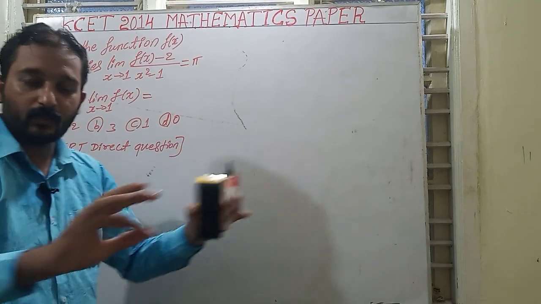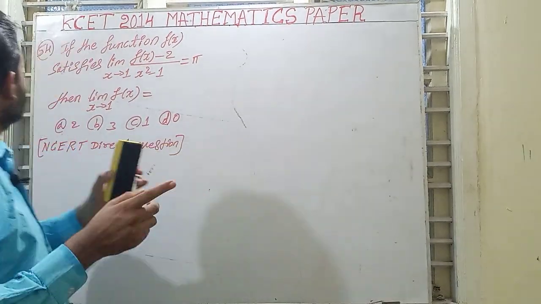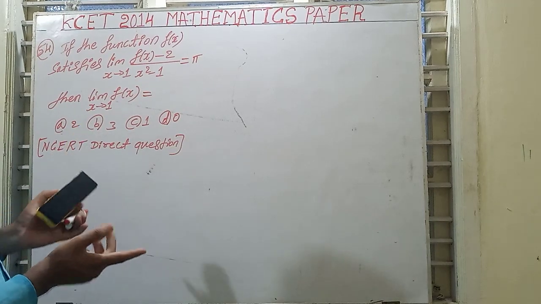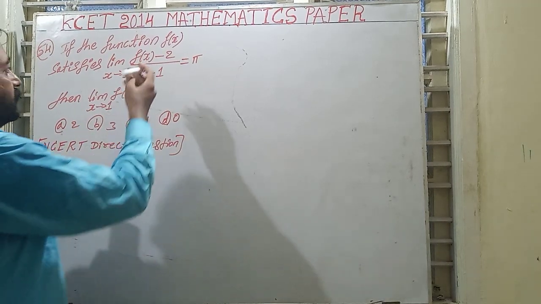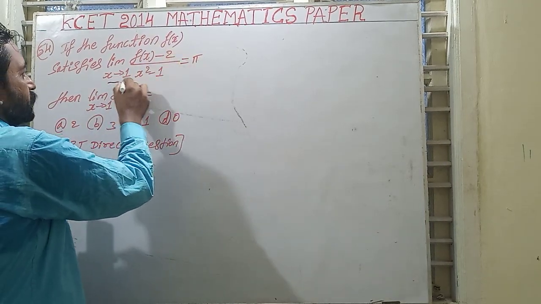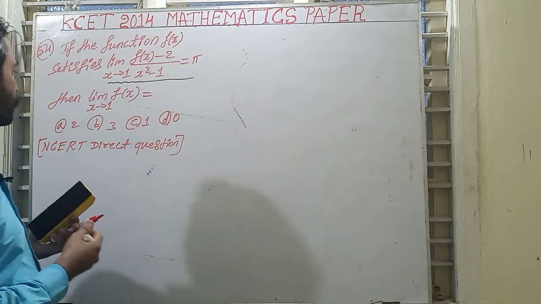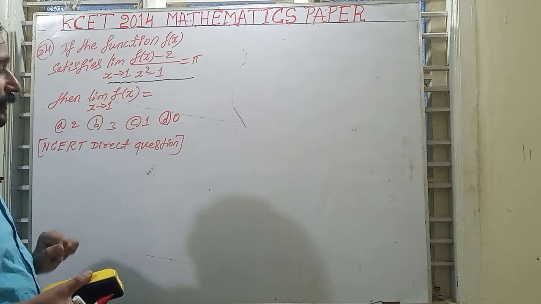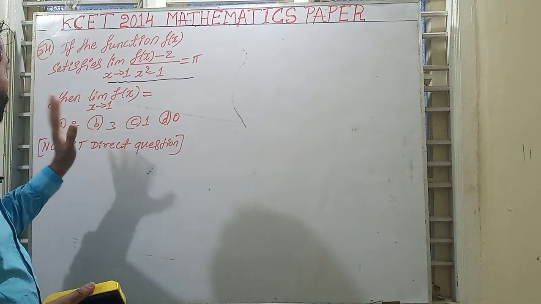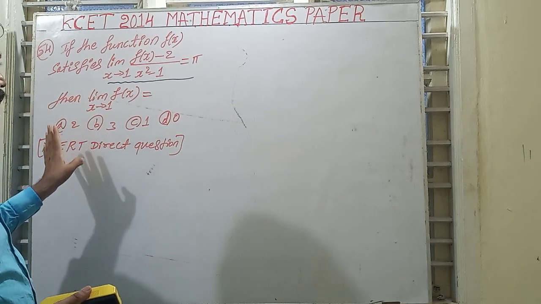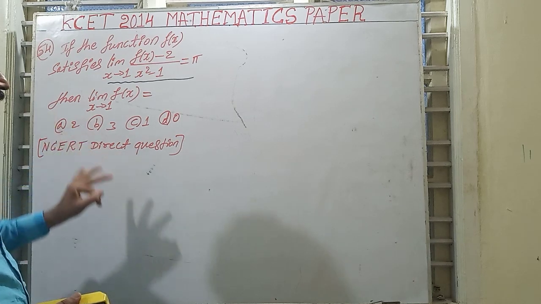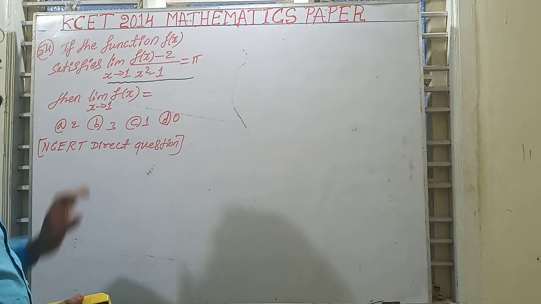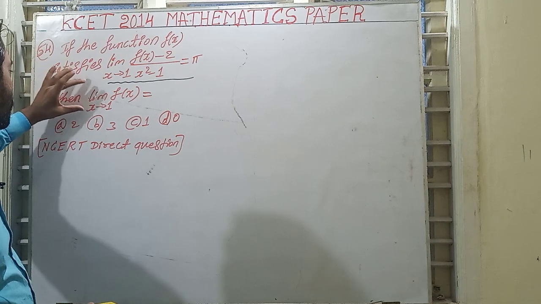So now let us move on to question number 54. If the function f of x satisfies the limit of f of x minus 2 divided by x square minus 1 is equal to pi, then we have to find out the limit of this function f of x as x tends to 1. Basically this problem is based on the chapter limits and derivatives in first year. Okay, so this is the miscellaneous problem in first year.